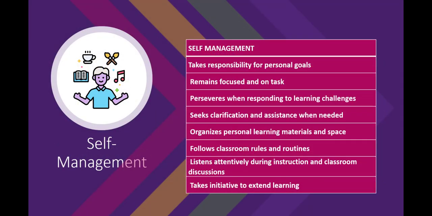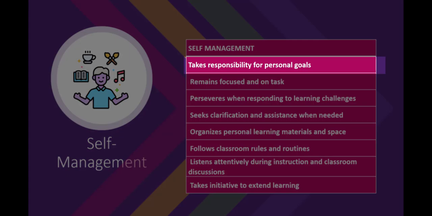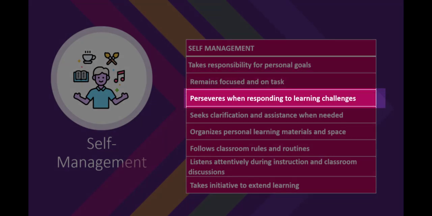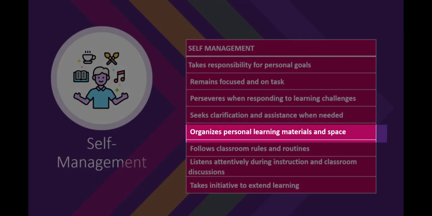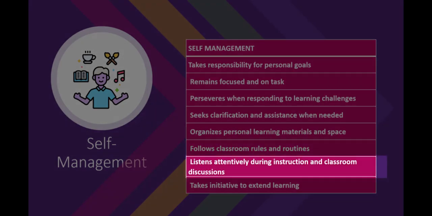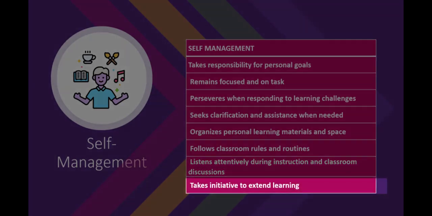The third domain is self-management, or how the student as an individual takes responsibility for their personal learning strategies. There are eight specific outcomes you can use to represent the self-management domain. The student takes responsibility for personal goals, remains focused and on task, perseveres when responding to learning challenges, seeks clarification and assistance when needed, organizes personal learning materials and space, follows classroom rules and routines, listens attentively during instruction and classroom discussions, and takes initiative to extend learning.